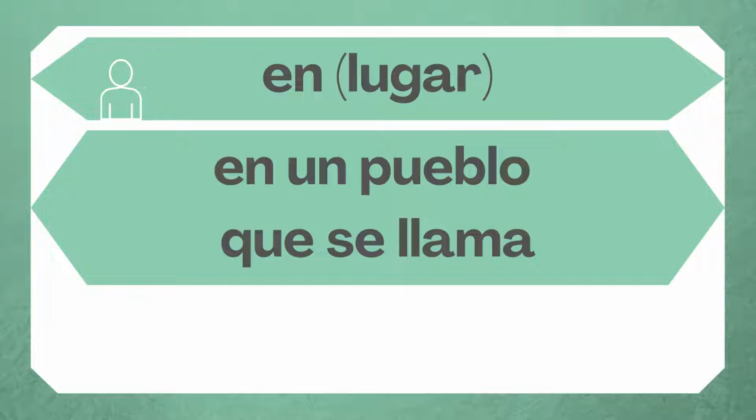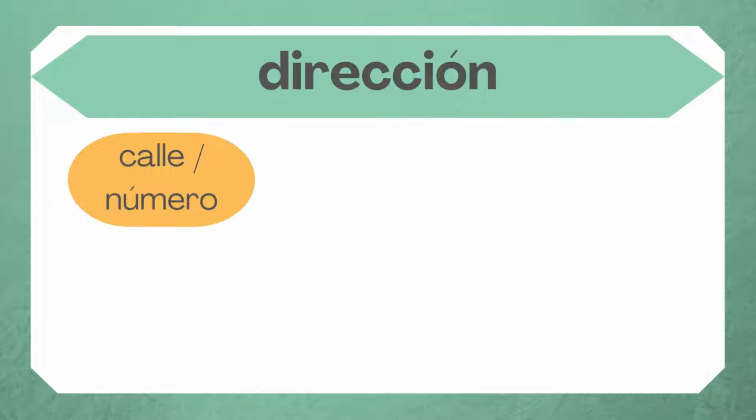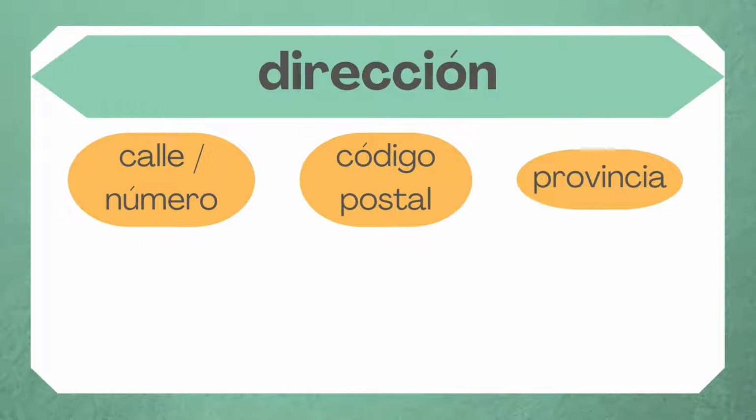But if you're sure that somebody wants to know your address, you can of course mention your address, la dirección. But how to say la dirección, your address? You first have to mention la calle y el número de piso o de la casa, meaning the name of the street and the number from your flat or house. Then you have to mention el código postal, the postal code. And at the end you mention the area, meaning la provincia.